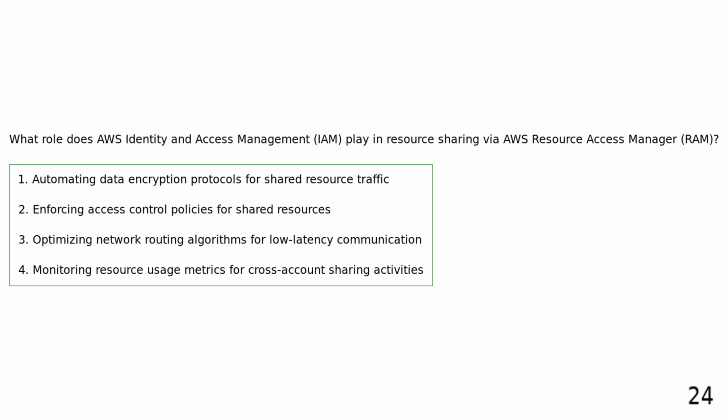What role does AWS Identity and Access Management play in resource sharing via AWS Resource Access Manager? Automating data encryption protocols for shared resource traffic. Enforcing access control policies for shared resources. Optimizing network routing algorithms for low-latency communication. Monitoring resource usage metrics for cross-account sharing activities.